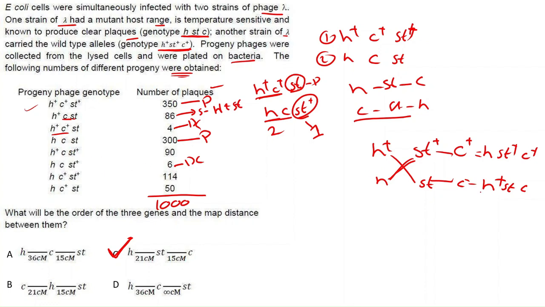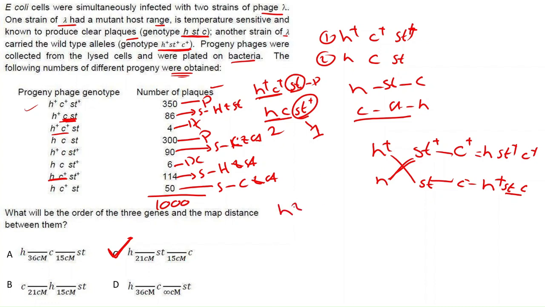Then H plus, ST and C, and the other one is H, ST and C plus. So this is also a single crossover product between H and ST. Then this will be a single crossover product between C and ST. This is also a single crossover product between C and ST.